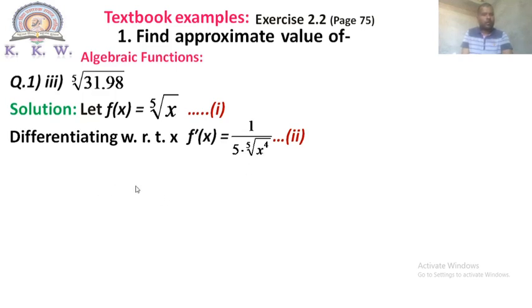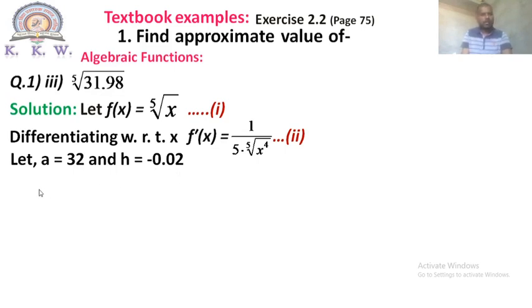Now find the value of a and h. Find a value of a which is very near to 31.98, whose fifth root we can easily find. Therefore it is 32. The value of h is 31.98 minus 32, which is equal to minus 0.02.